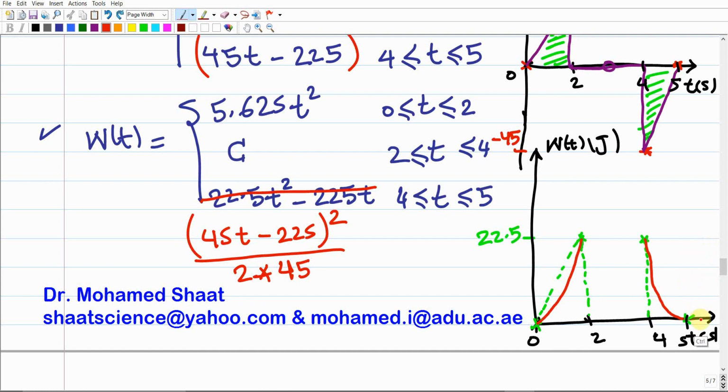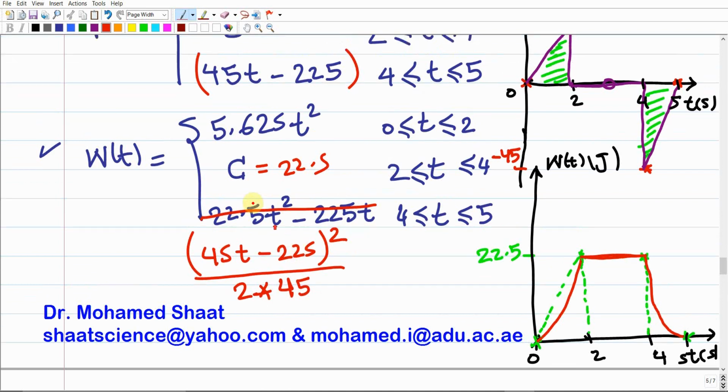Right? So what does it mean? It means that this is going to be the curve, and if we connected these two points together, we're going to end up with a constant function. It means that this constant function should be 22.5. So now the curve makes sense. Now the curve is correct. The function in the middle here should be a constant function.